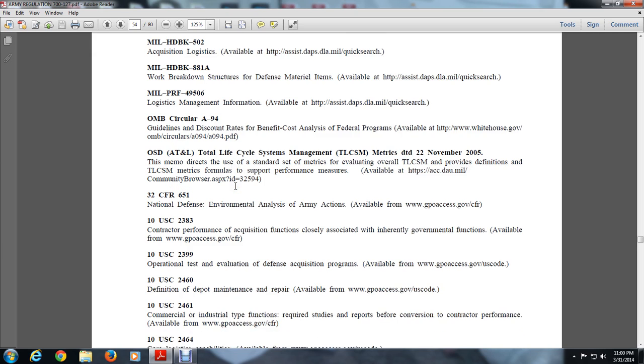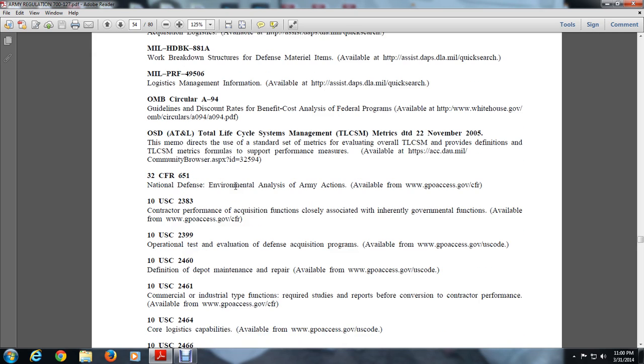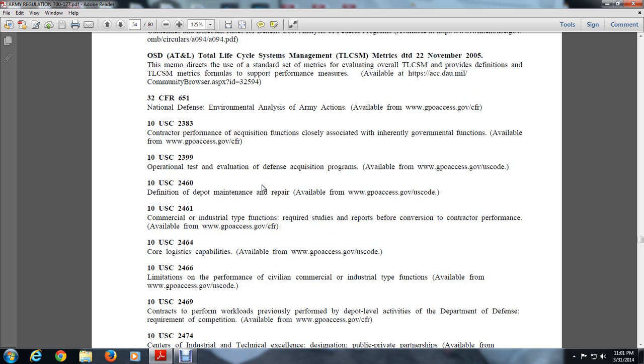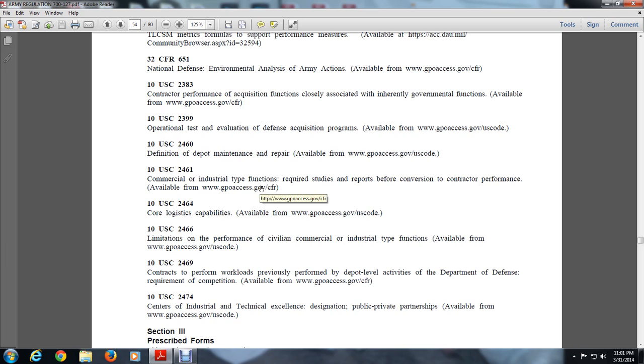Code, 10 U.S. Code 2461, commercial and industrial type functions and required studies and reports before conversion to contractor performance; 10 United States Code 2464, core logistics capabilities; 10 United States Code 2466, limitations on the performance of depot-level maintenance; 10 United States Code 2469, contracts to perform workloads previously performed by depot-level activities of the Department of Defense, requirement for competition; 10 United States Code 2474, Centers of Industrial and Technical Excellence, public-private partnerships; GPO Access.gov, U.S.